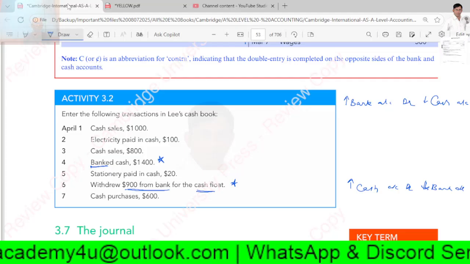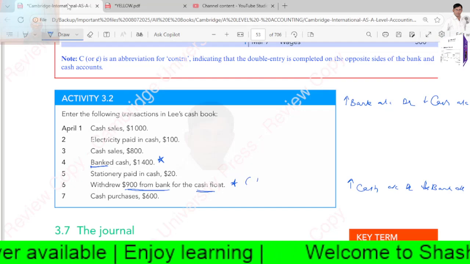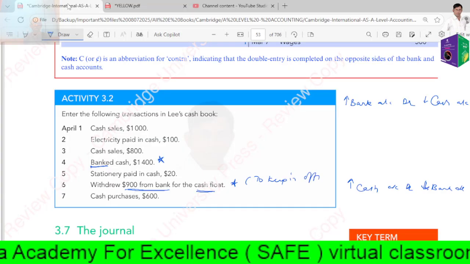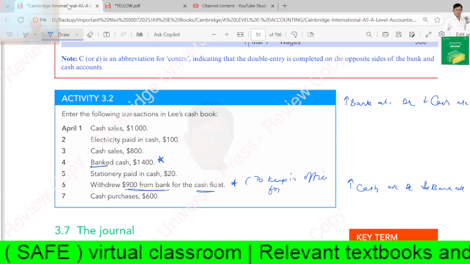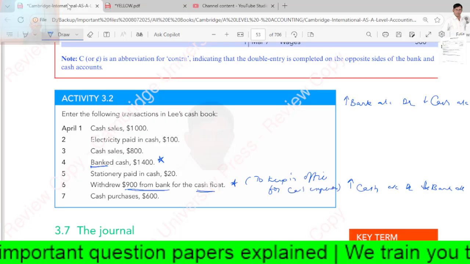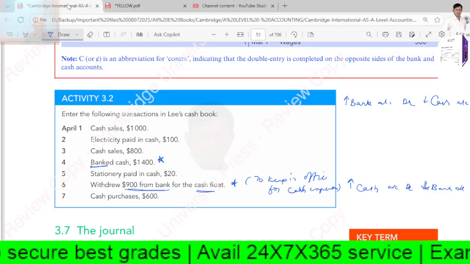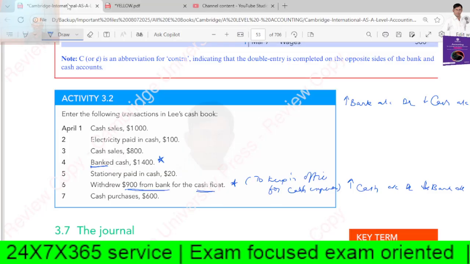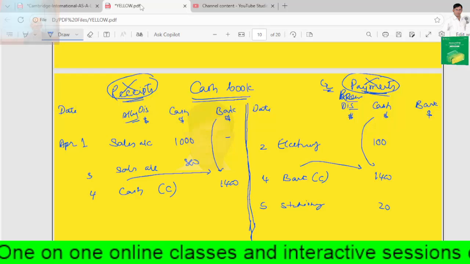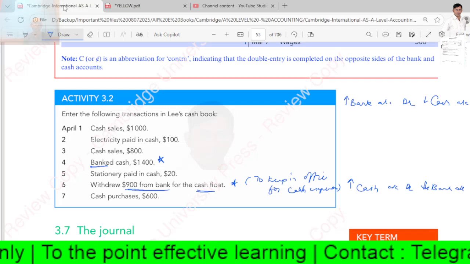Withdrew 900 from bank for cash float. Cash float means to keep in the office for cash expenses. So we have to record: withdrew 900 from bank for cash. Money will go out from the bank and come in as cash. How much? 900. What date?